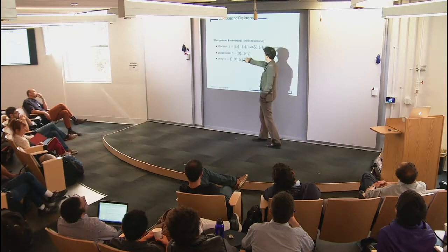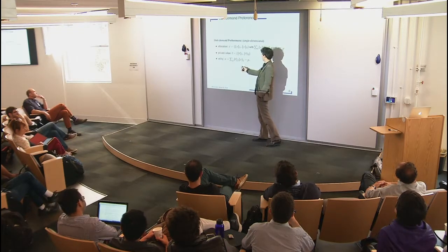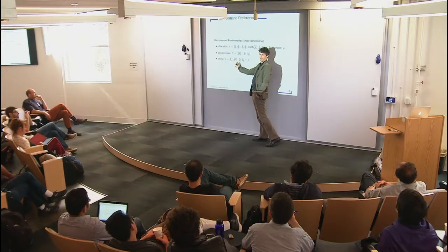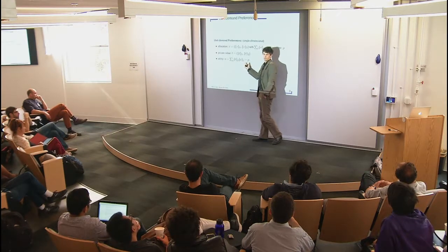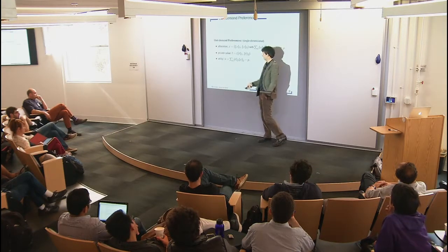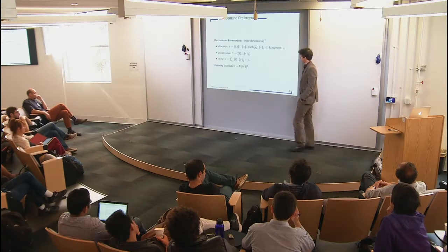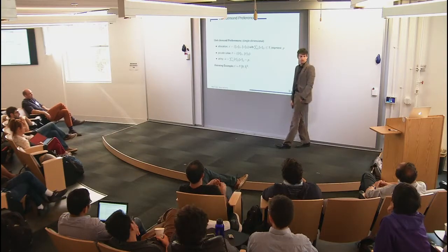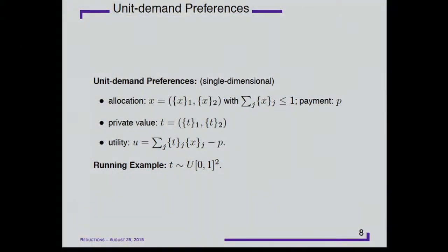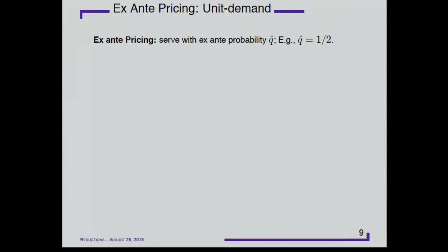Your private value has 2 coordinates. Your utility is just the sum of your value for the things you get. Your standard linear utility definition. My running example is T is going to be uniform 0, 1 squared. I want to do the exact same thing we did before.